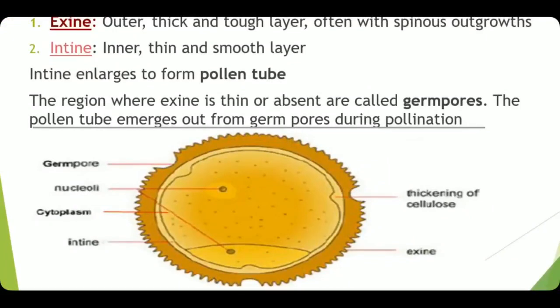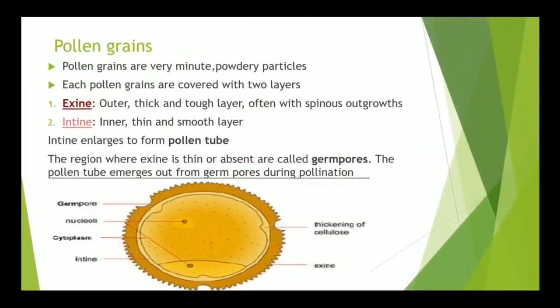Sometimes the exine is absent or thin somewhere. When it is absent or thin, this is called a germ pore. Germ pores are the places from where the intine emerges out to form the pollen tube. Now, the next question is, what is a pollen tube? After pollination, which means transfer of pollen grains from anther to stigma, the pollen grains form a pollen tube in the style of the female. Got it? So this is about pollen grains.